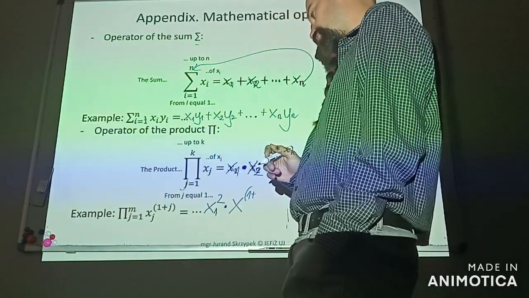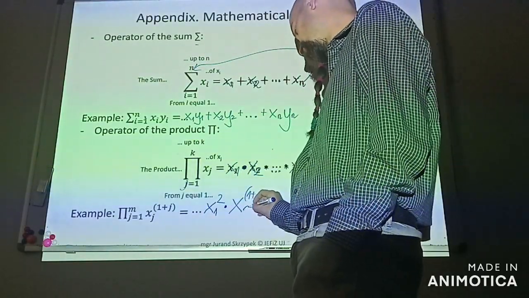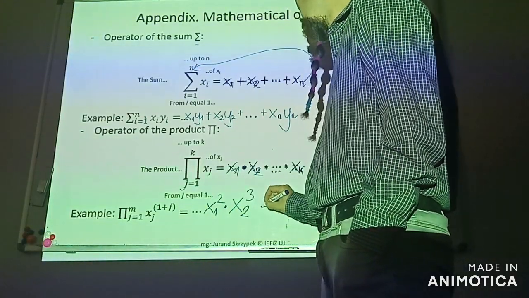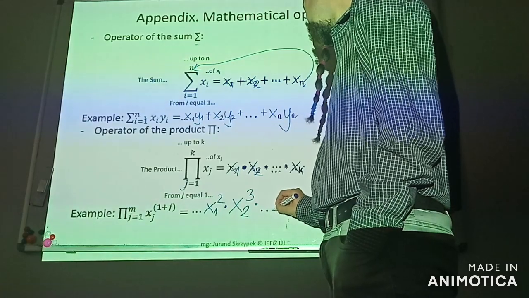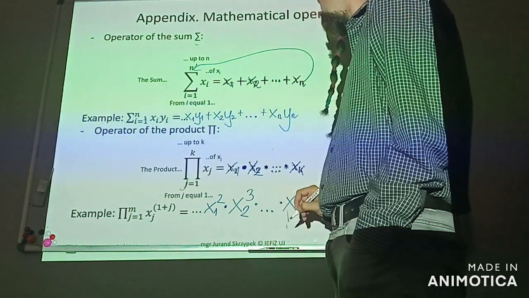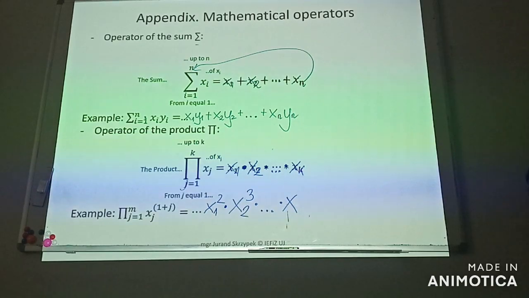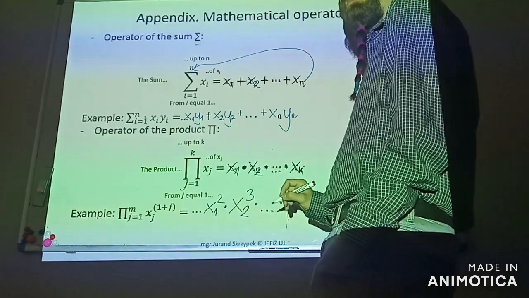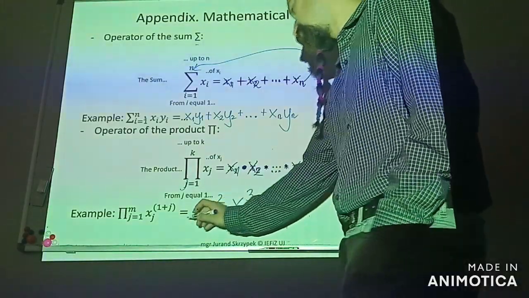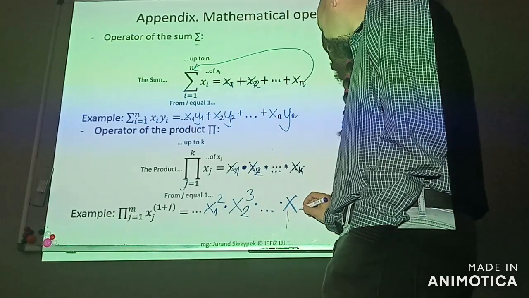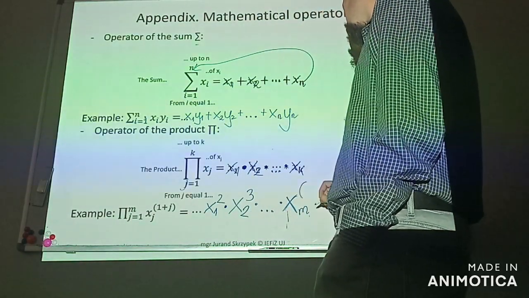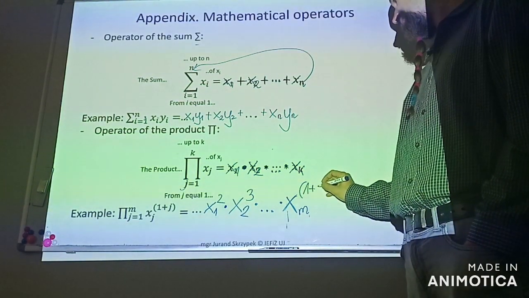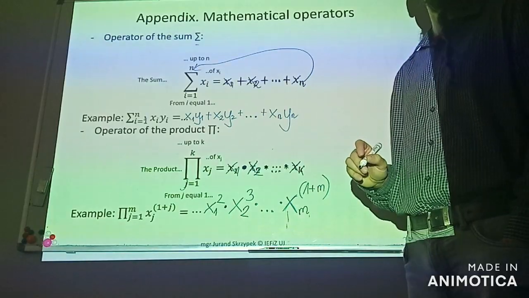So next natural number after 1 is 2. 1 plus 2 gives us 3. And so on. Yeah. And the last value in our product is xm to the power of 1 plus m. Yes, because m is unknown.